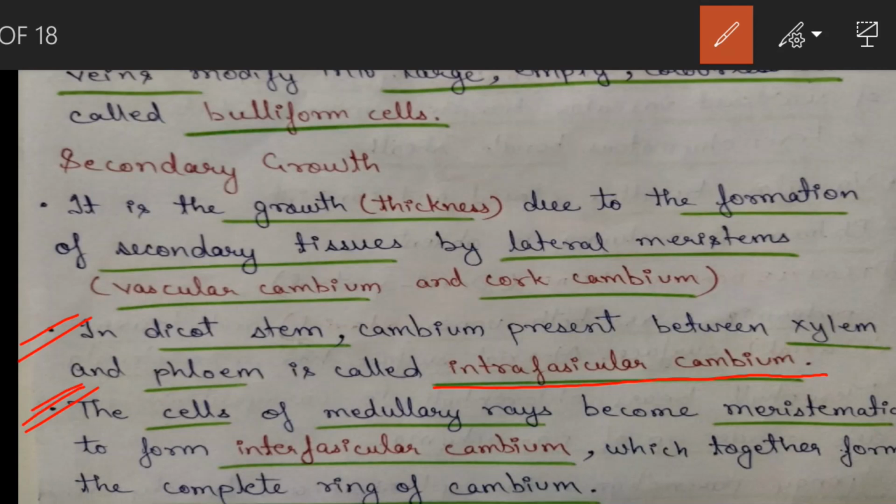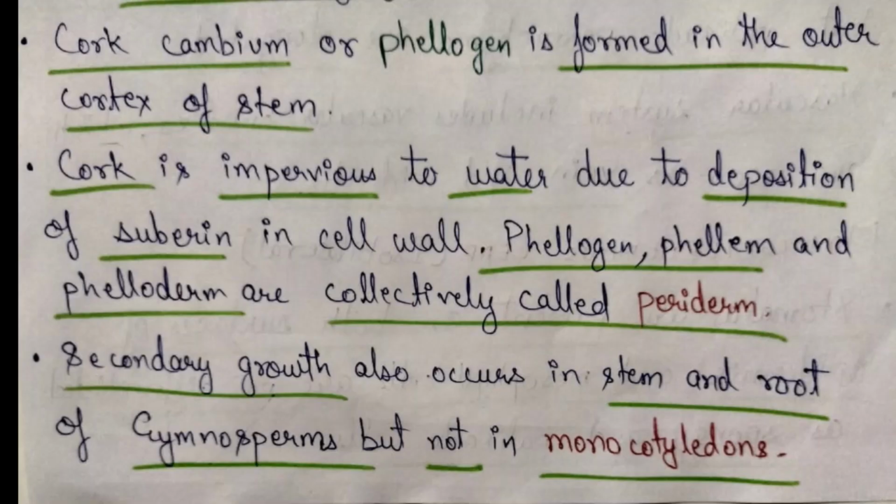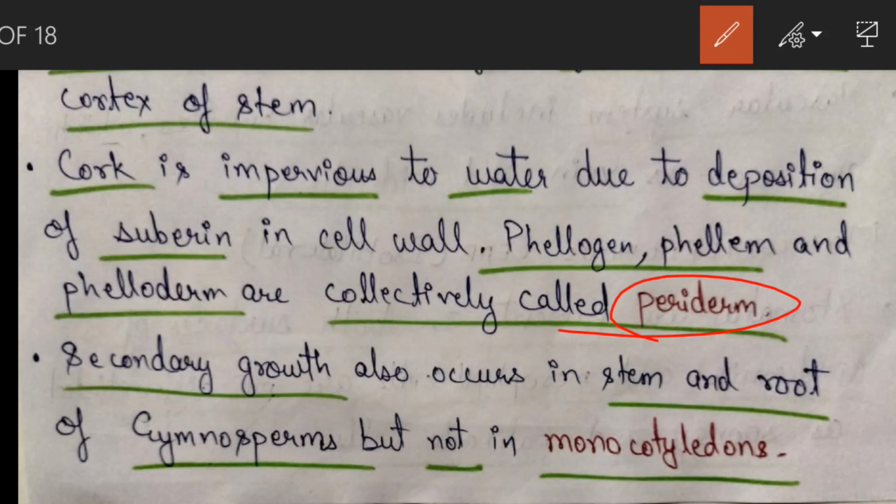The cells of medullary rays become meristematic to form interfascicular cambium, which together form the complete ring of cambium. Cork cambium or phellogen is formed in the outer cortex of the stem. Cork is impervious to water, means it does not let water pass through it due to deposition of suberin in cell wall. Phellogen, phellem and phelloderm are collectively called periderm. This is asked in NEET previous year question.